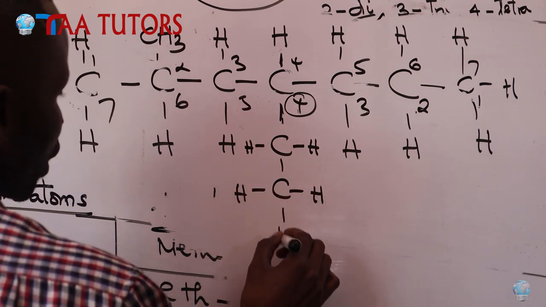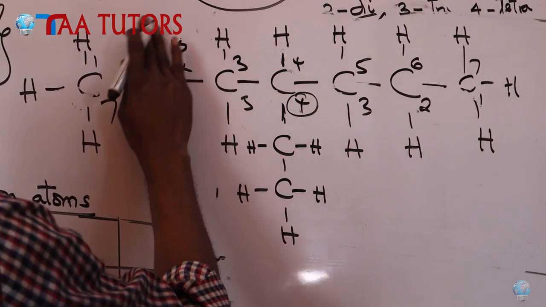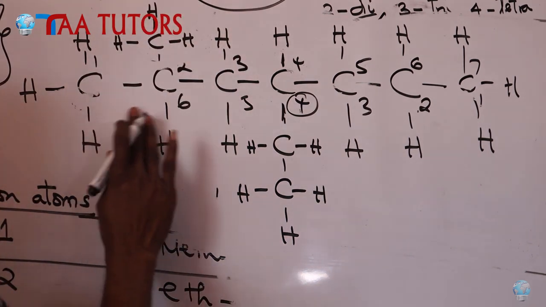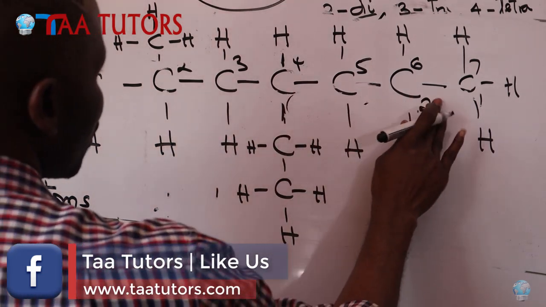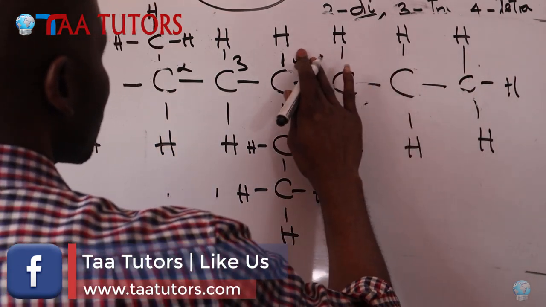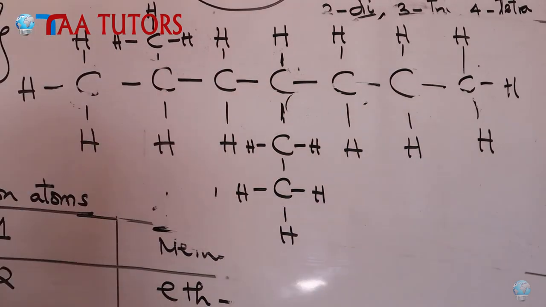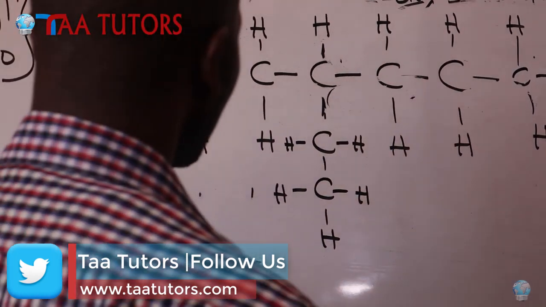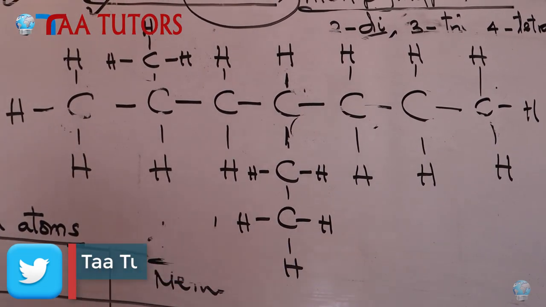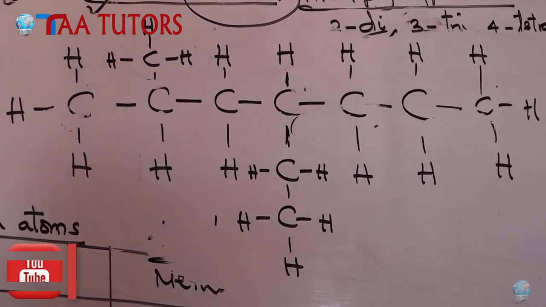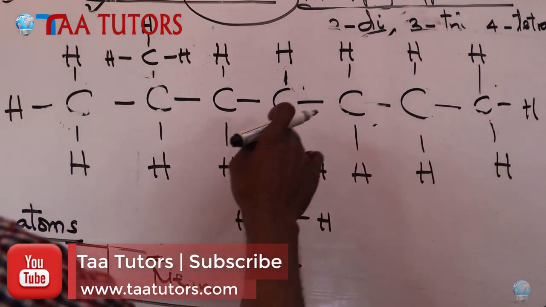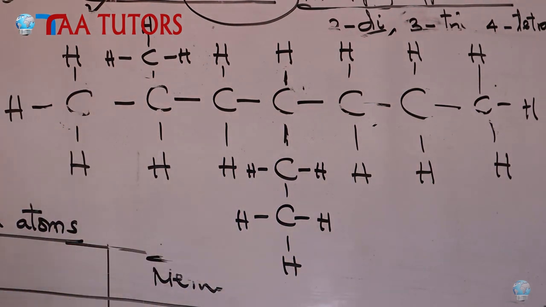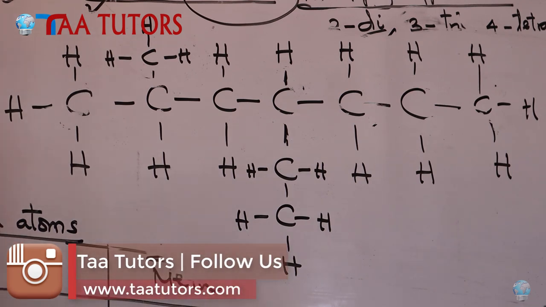It's a different case altogether. And then I have, right now I'm writing a full displayed formula. A full displayed formula is here. Now, we need to be able to determine this name. And the name here is having branches. For us to determine what is branching from what, we have to first of all identify how many long chains we have.